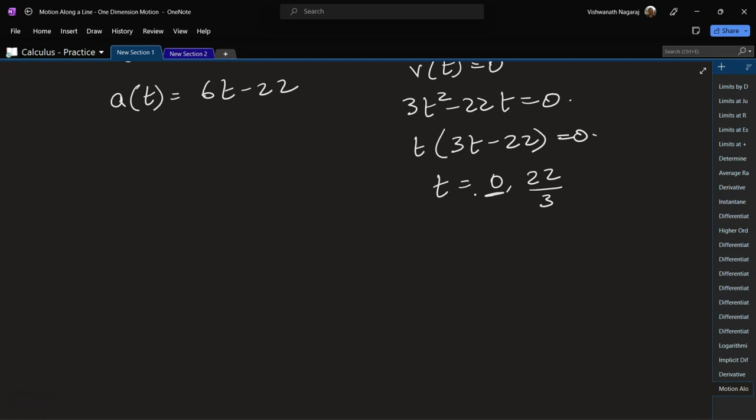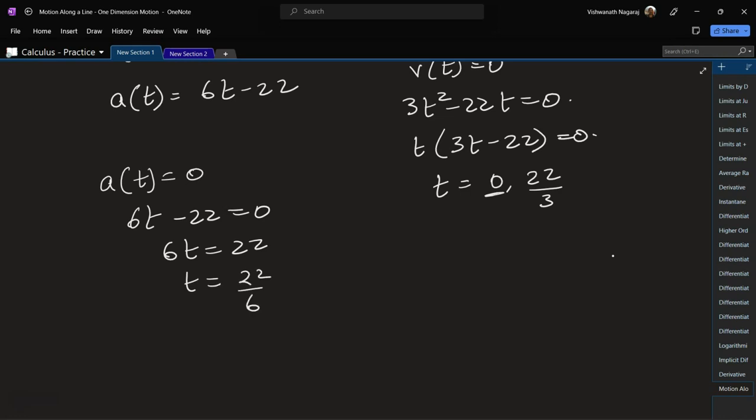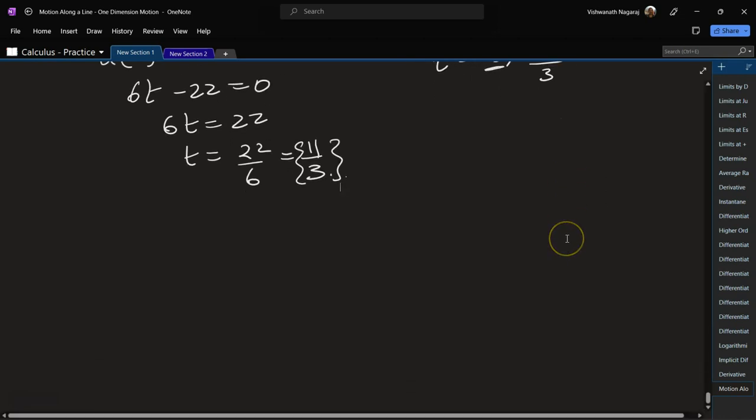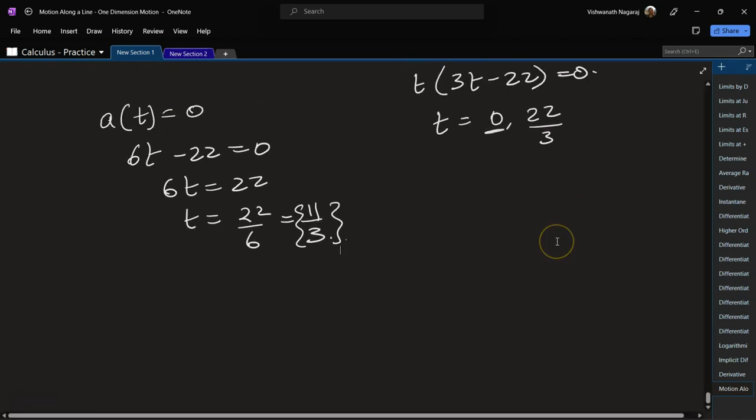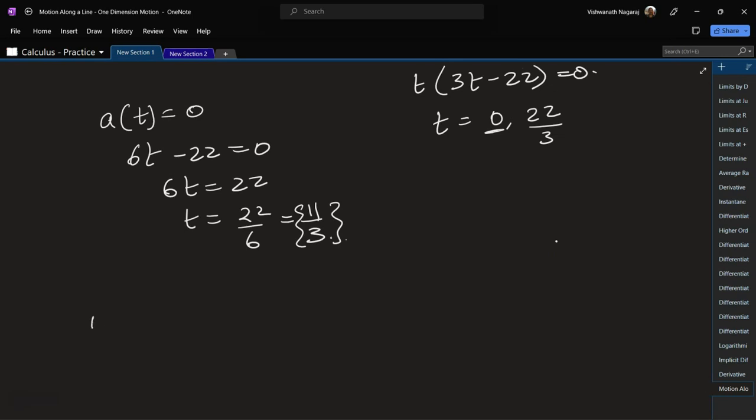Now what about a of t? When will acceleration be 0? So when a of t, 6t minus 22, equals 0, 6t equals 22, t equals 22 by 6, which is equal to 11 by 3. So at 11 by 3, acceleration is 0. So what are the intervals we are interested in? 0 to 11 by 3.